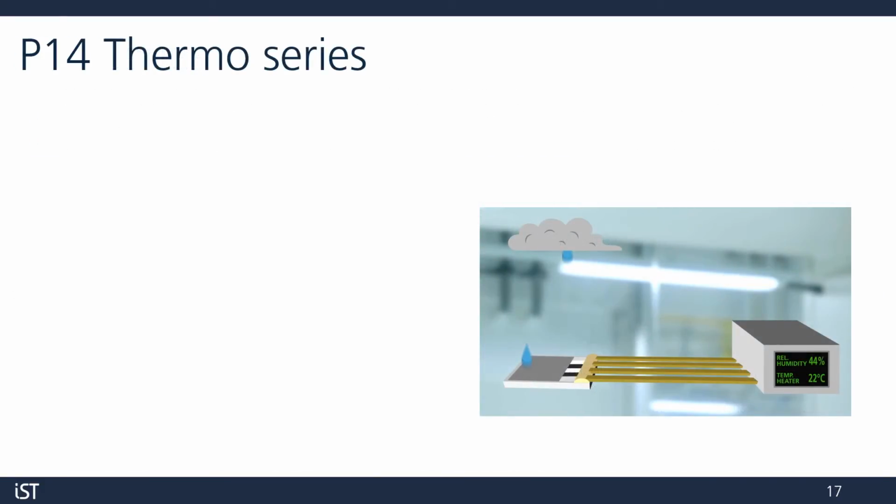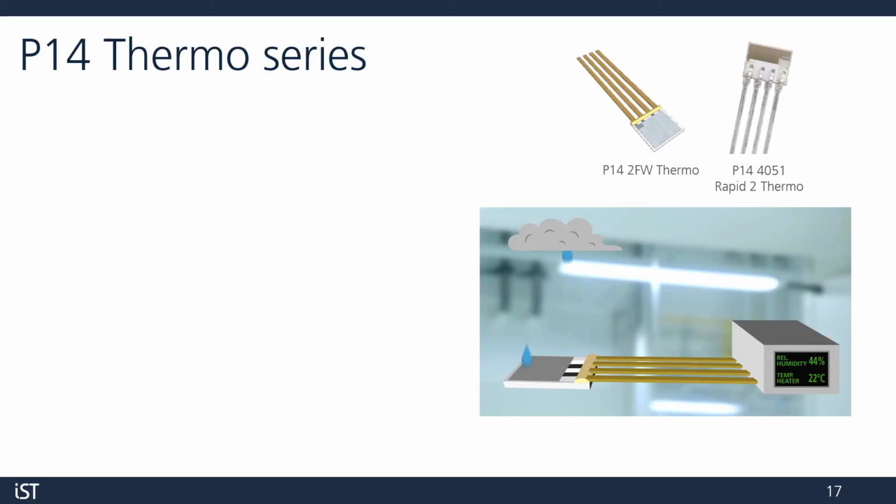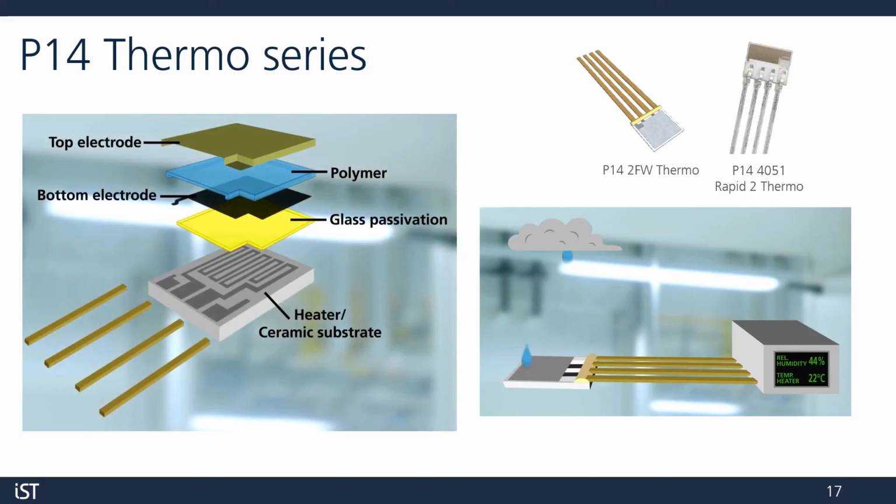You may have noticed that the P14 Thermo sensors we saw in the beginning have 4 wires. That's because they have a temperature sensing element built in. The inner 2 wires are for this RTD element. Again, if you want to learn more about how the RTDs work, check out our previous webinar on RTD temperature sensors.